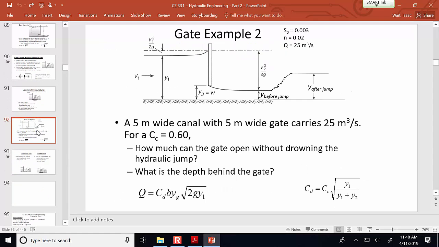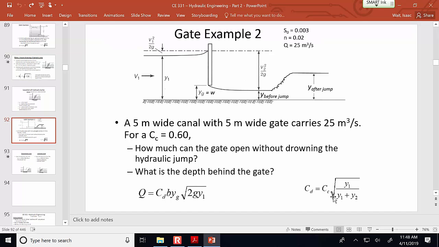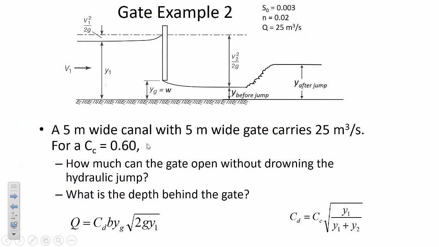All right, so let's look at this second gate example. We're going to apply this procedure, and we're going to ask how much can you open the gate without drowning the hydraulic jump. And so your calculation process here is, first of all, from Manning's equation. I've given you the N value, which is the roughness of the channel, the slope of the channel and the Q. This is a rectangular channel. So use Manning's equation to calculate the depth, the Y after the jump.